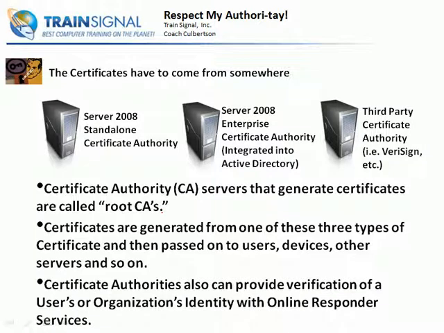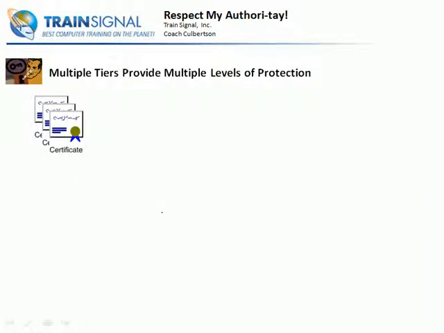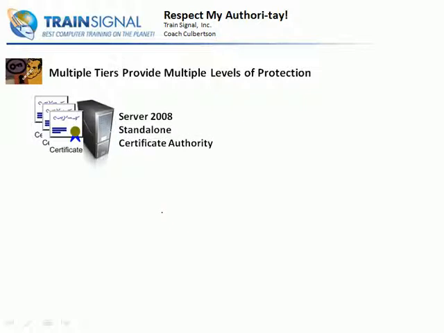And these certificate authorities also provide authentication of a user or organization's identity with use of some kind of online responder services. And we'll talk about those in just a little bit when we talk about the whole idea of revocation lists. All right, so now let's talk about how you might actually see this implemented in a real network. Let's start off with a standalone certificate authority.